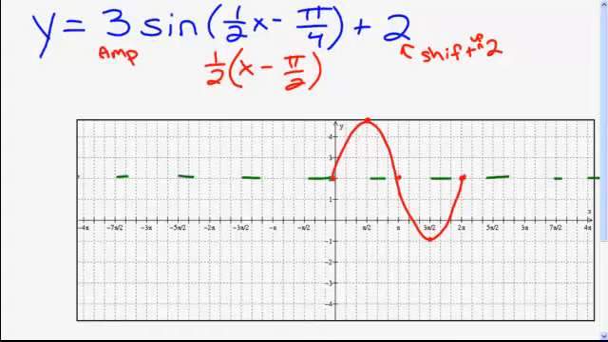Now I get to deal with the inside piece, dealing with the period and then also the horizontal shift. So I know this 1/2 is my b value, and if you just can remember that 2 pi divided by b is always your period. So I'm dividing by 1/2, which is the same thing as multiplying by the reciprocal. So my period is going to be 4 pi. So from start to finish, it's going to be within 4 pi. The other part that I have is my shift pi over 2.